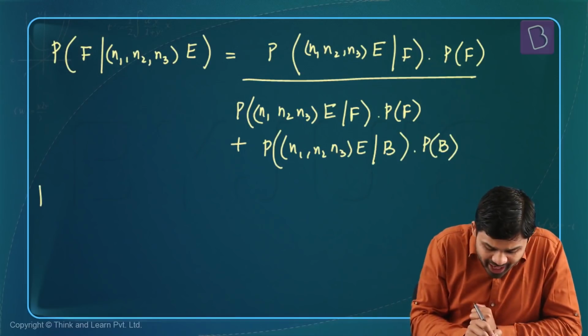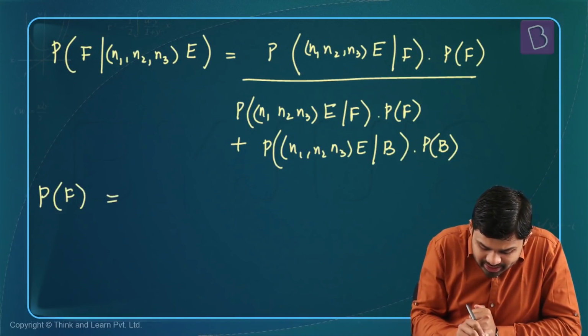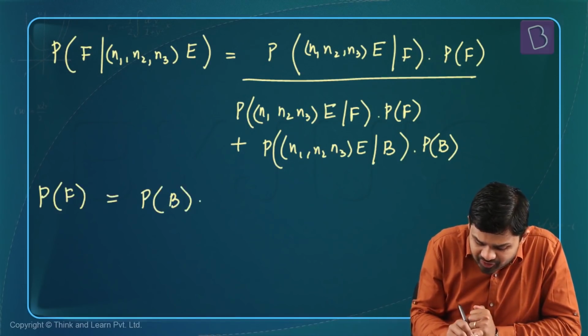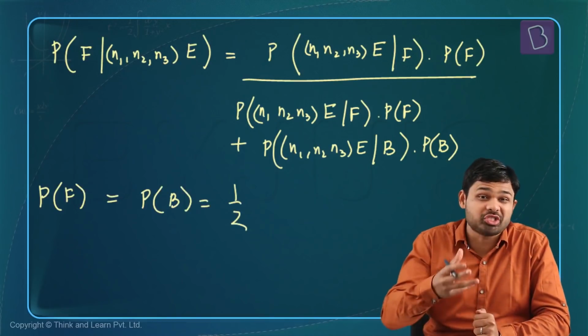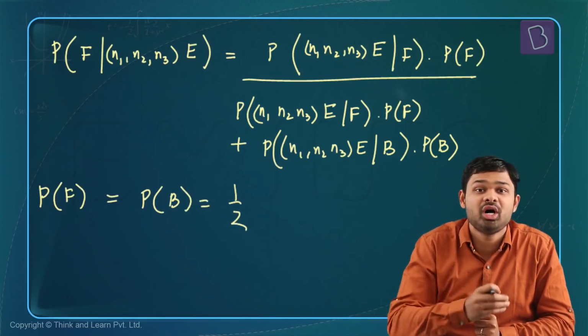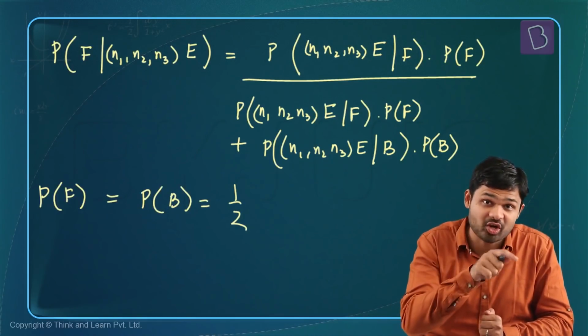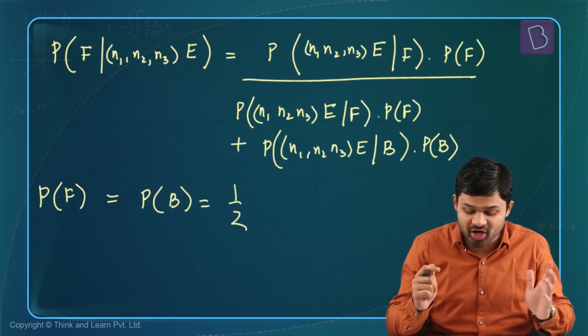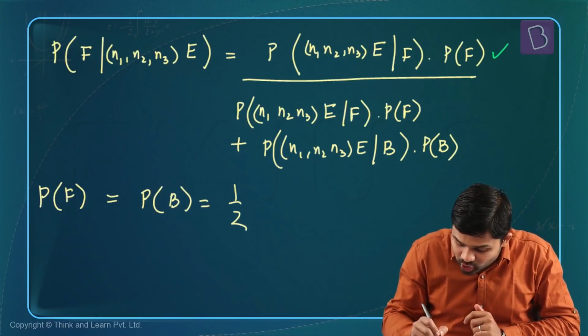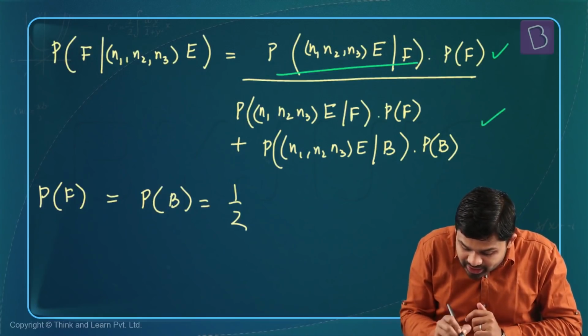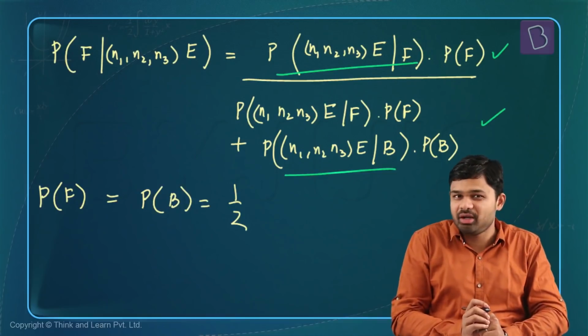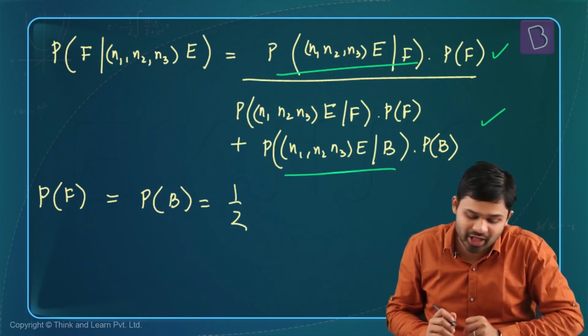Now we know P of F and P of B in this case, that is equal to half, because the coin which was tossed, which decided whether a biased die is being rolled or a fair die is being rolled, that was a fair coin, and the heads or tails has a probability of half. So we know this and we know this. Now we actually need to find out these two guys, and that's going to be a little tricky. So let's try and get to that.